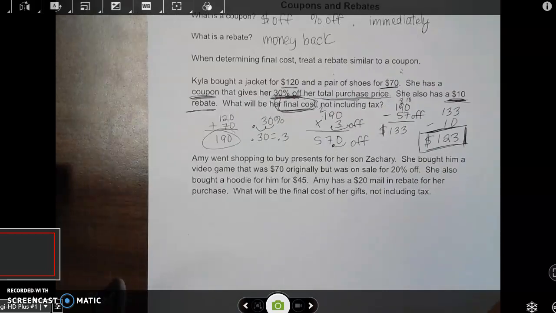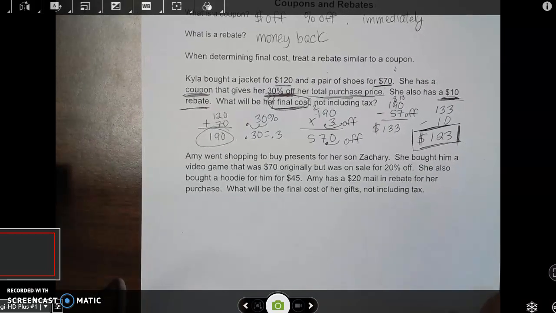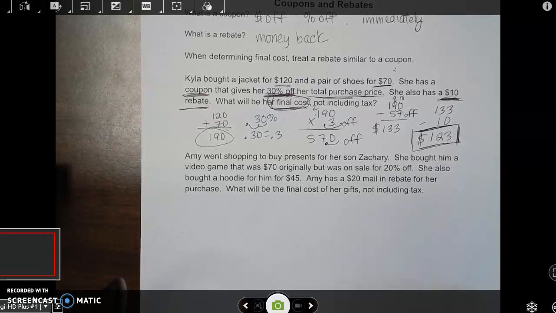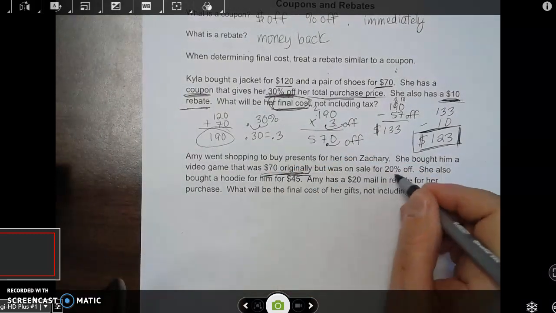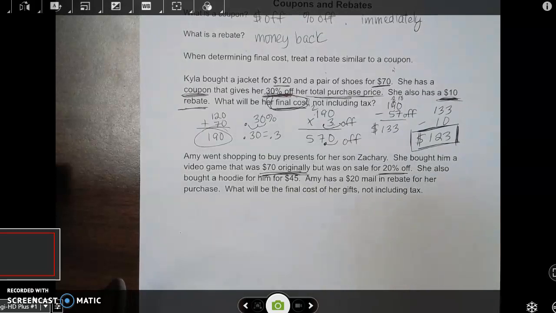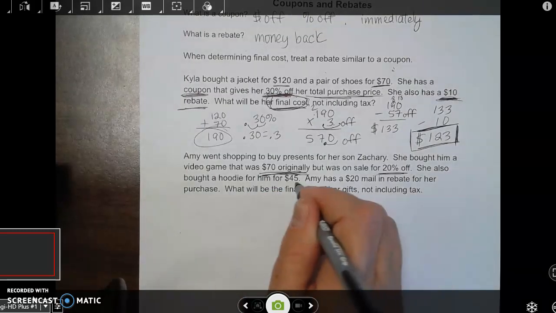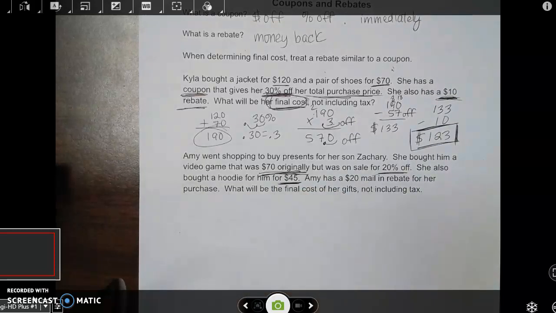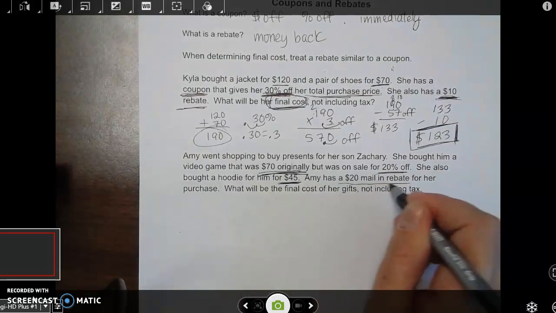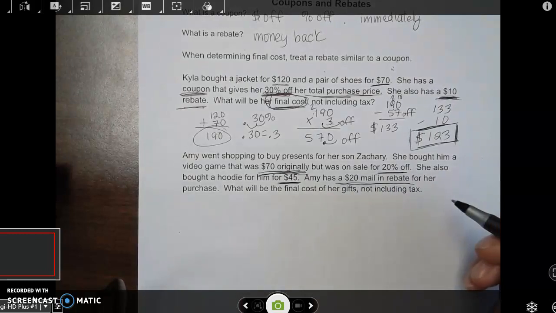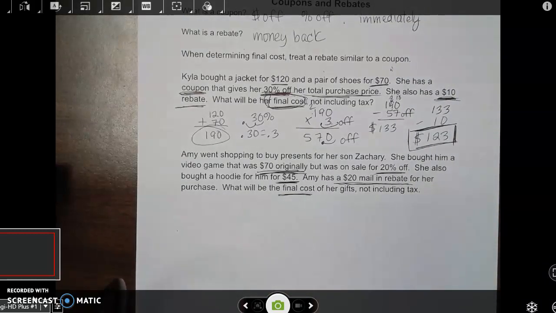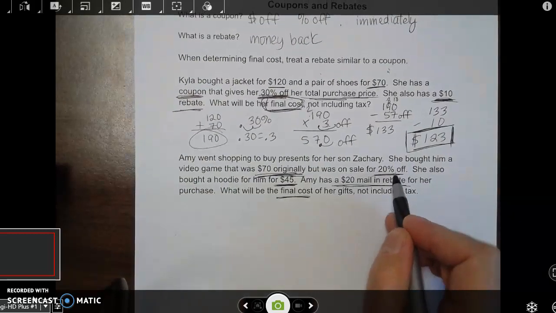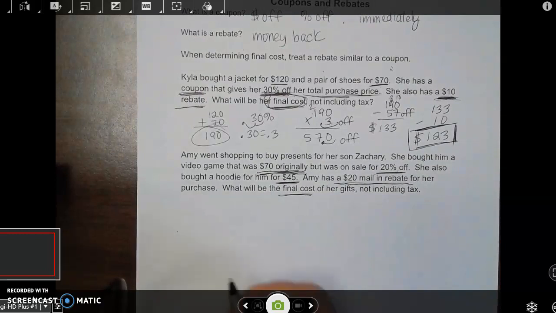So now we're going to try the next one. It says Amy went shopping to buy presents for her son, Zachary. She bought him a video game that was $70 originally, but it was on sale for 20% off. She also bought a hoodie for him that was $45. Amy has a $20 mail-in rebate for her purchase. So what will be her final cost after our discount for all of her gifts? So we have 2 gifts, right? One of the gifts is 20% off, which is the game. So what do we do with that?